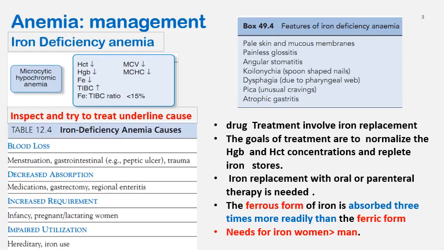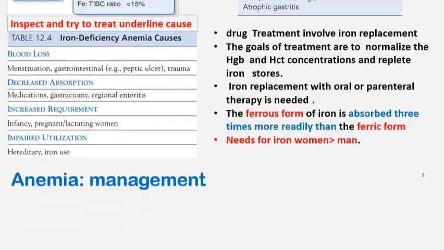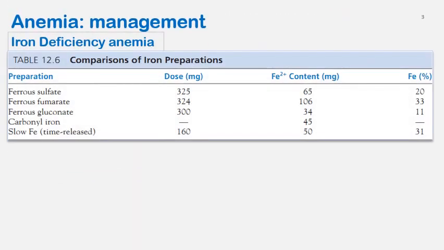The ferrous form, which is a reduced form of iron, is absorbed three times more than the ferric form. The more reduced the iron, the more absorption. The need for iron in women is more than in men. So the iron would be given to the patient either orally, which is more convenient for the patient, or parenterally if it is a resistant case, okay, or when the oral supplement is not tolerated.